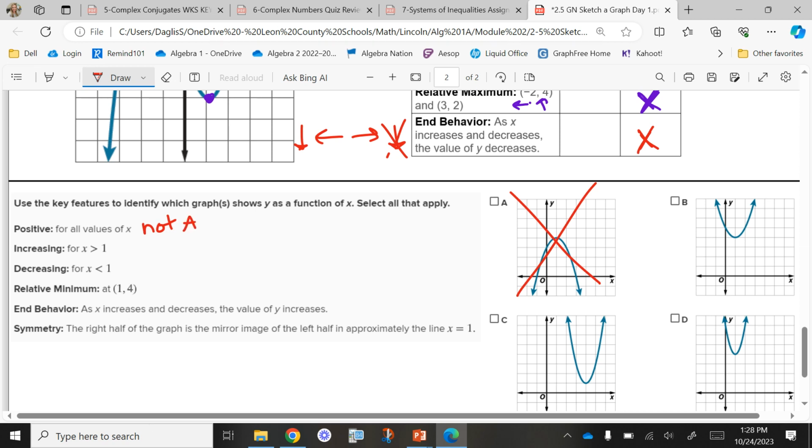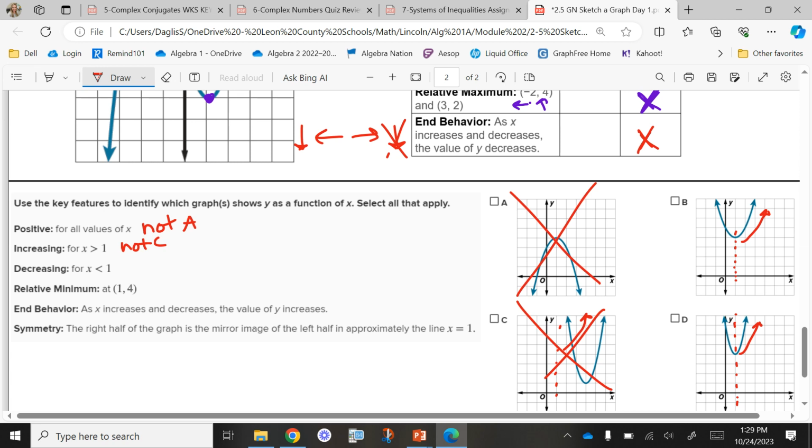All right. Increasing when x is bigger than 1. Remember, the arrow is pointing for you. So on the right side of 1, are we increasing? So here's 1. Are we increasing on this side? Yes. Are we only increasing on this side? No. So not C. Here's x equals 1. Are we increasing on the right side? Yes. So that one's fine.